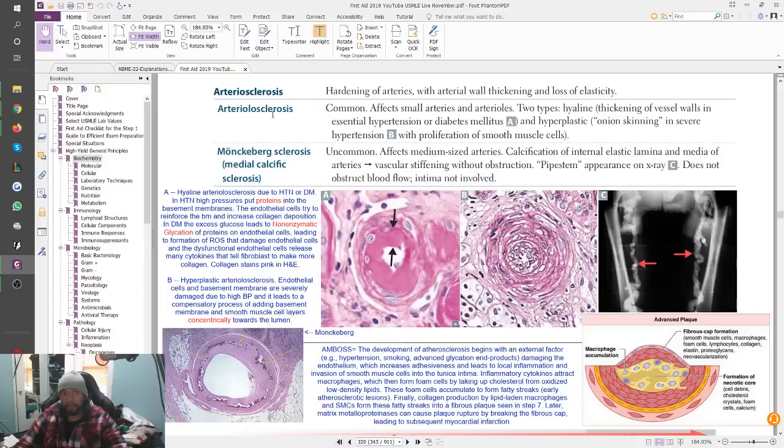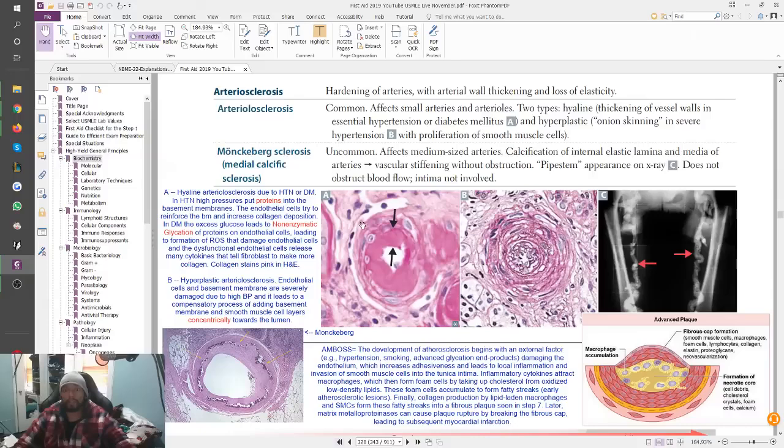This is arteriolosclerosis. Monckeberg sclerosis, which is this one over here, is uncommon. It doesn't really have much to do with hypertension either. It's calcification of the internal elastic lamina and media of arteries, leading to vascular stiffening without obstruction, right? Where here you can see there's crazy amounts of obstruction. The hypertension just gets worse, right? In arteriolosclerosis, what happens is you have hypertension, it causes injury, you try to fix that injury, and you make more hypertension because fixing the injury involved doing this, which narrowed the lumen even more.